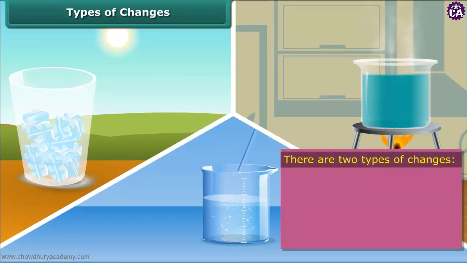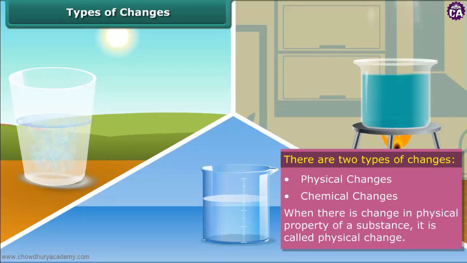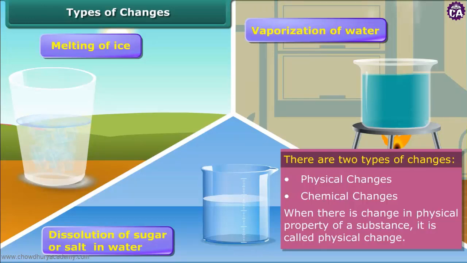Changes are of two types, physical change and chemical change. In this module, you will study the physical changes. When there is a change in properties such as shape, size, color, and state of a substance, it is called physical change. Examples of physical change are melting of ice, vaporization of water, dissolution of sugar or salt in water.